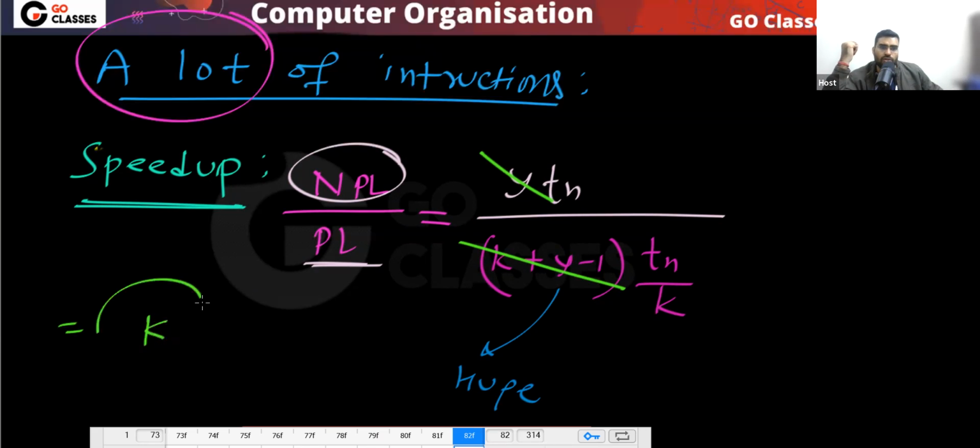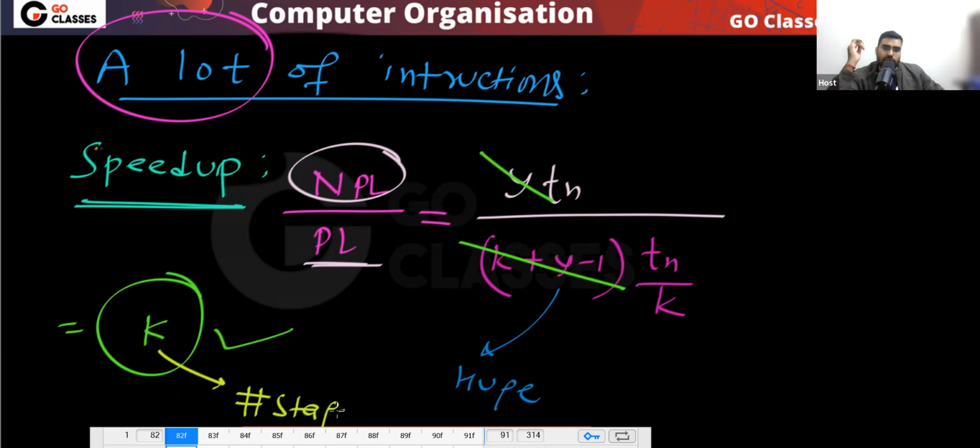Yes or no? So ideally, can I say this is the maximum speed up you can get, because everything is ideal. So far, the performance analysis that we have done is an ideal analysis. Everything is ideal, there is no disturbance. Everything is pure, the best case scenario. In the best case scenario, you are getting this speed up, and this is the number of stages.